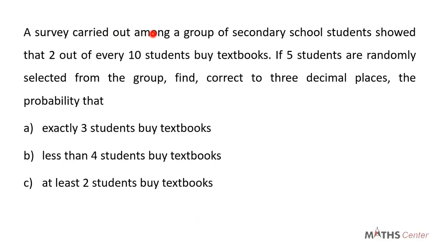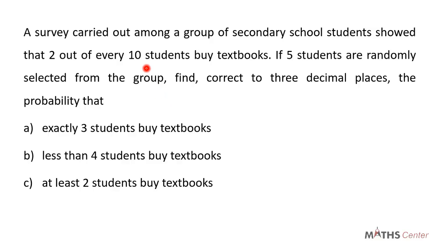A survey carried out among a group of secondary school students showed that 2 out of every 10 students buy textbooks. If 5 students are randomly selected from the group, find, correct to 3 decimal places, the probability that A. Exactly 3 students buy textbooks, B. Less than 4 students buy textbooks, and C. At least 2 students buy textbooks. This is a binomial situation because here you are going to have 2 mutually exclusive outcomes.